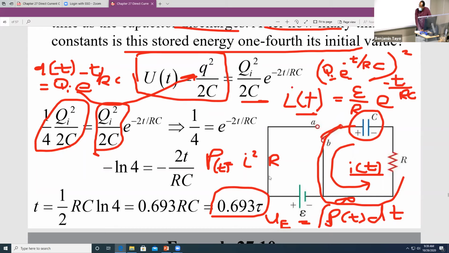And if you do that, you should get exactly this quantity here. It should be the same as Q_max squared divided by 2C. Now, what is Q_max squared? So again, remember this Q_max.